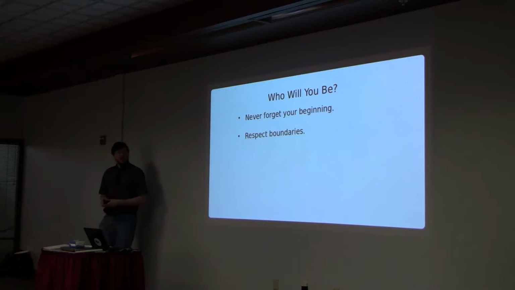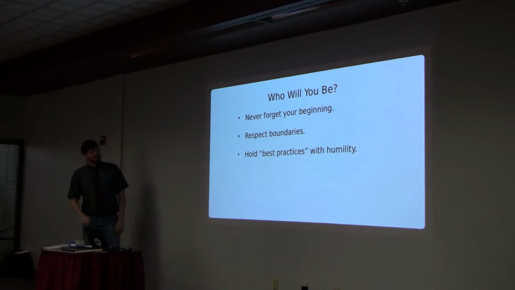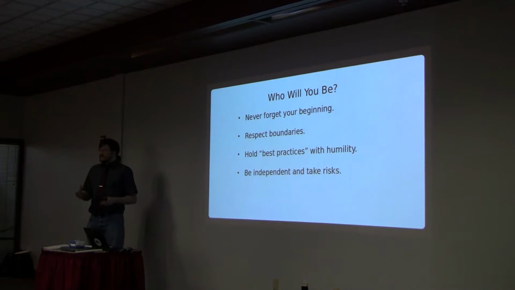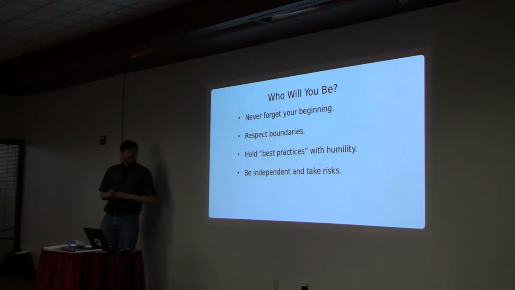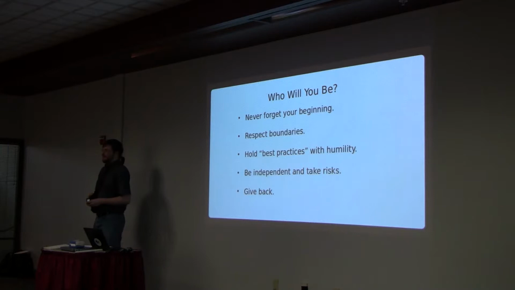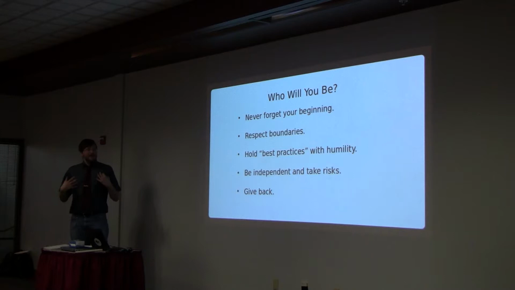Respect boundaries. Other people's projects are other people's projects. Something that Programmaticus Take It Overkiss seems to have forgotten. Hold your best practices with humility, unlike Programmaticus Militaricus. There are about 100 good ways to do anything in programming. Be independent, take risks, try things out. Otherwise, you're going to become blobby and parasitic like Programmaticus No Googles, and no one wants that. And look for opportunities to give back in whatever programming community you're in, whether it be online or in real life. That's how you become the best species of all, Programmaticus Mentorius.